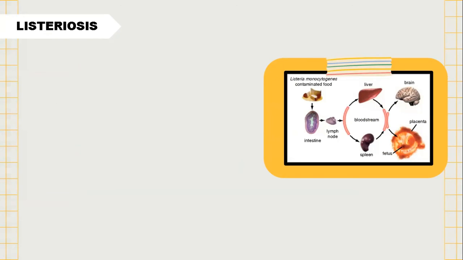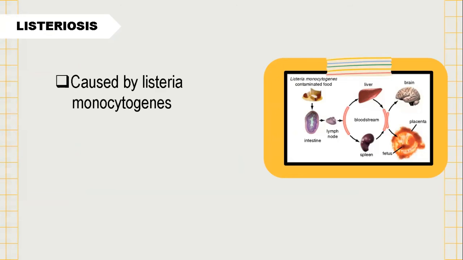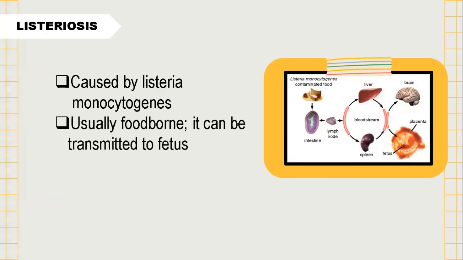So next is listeriosis. It is caused by Listeria monocytogenes, usually foodborne. It can be transmitted to the fetus, and it reproduces in phagocytes. People usually become ill with listeriosis after eating contaminated food.